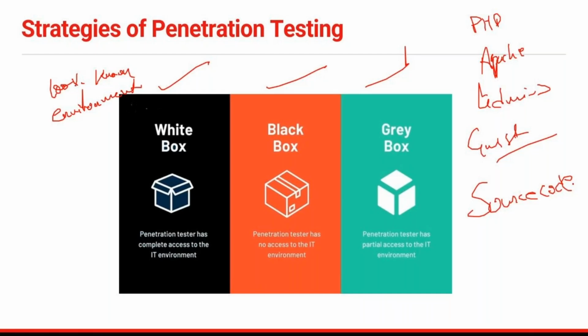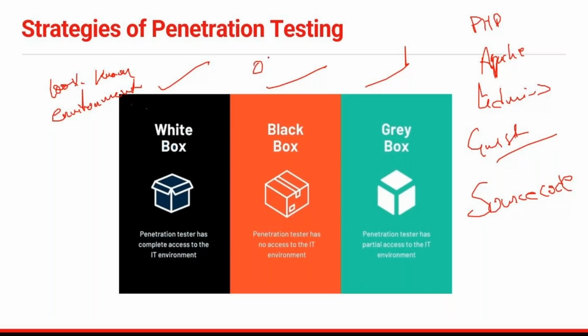You can test the source code also, you can test everything, but just let me know if there is any vulnerability in my network, right, in my application, everywhere. That is white box. Then we have black box.